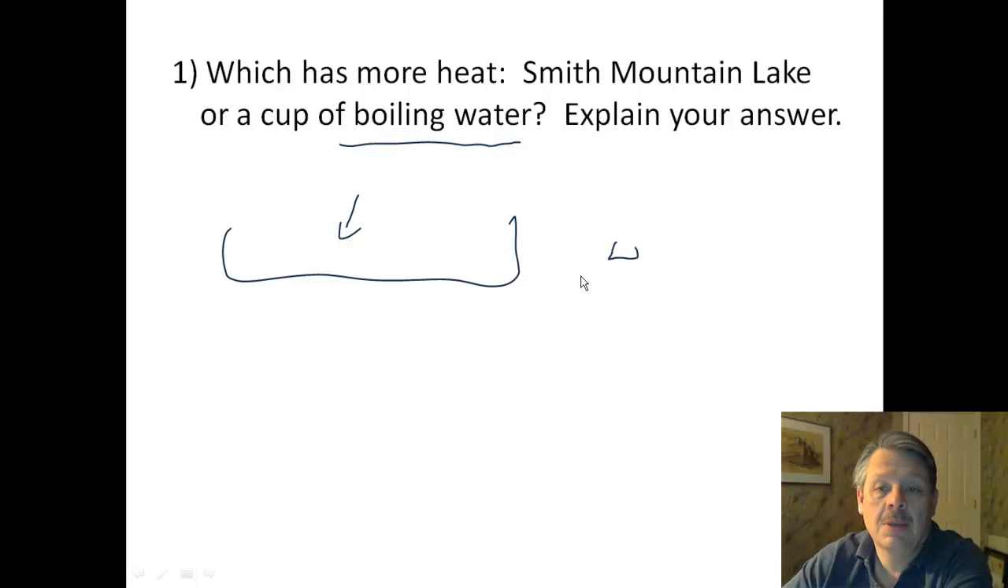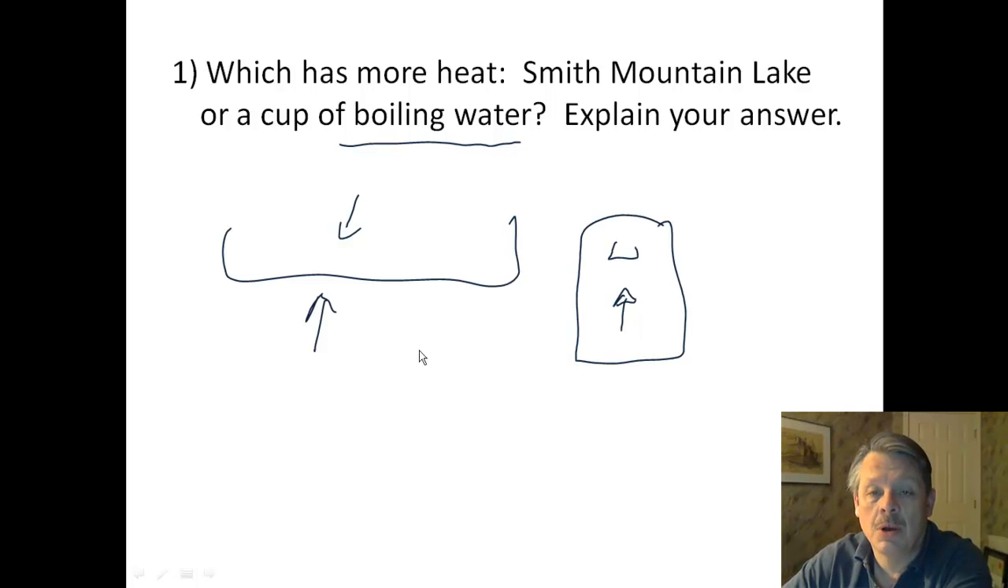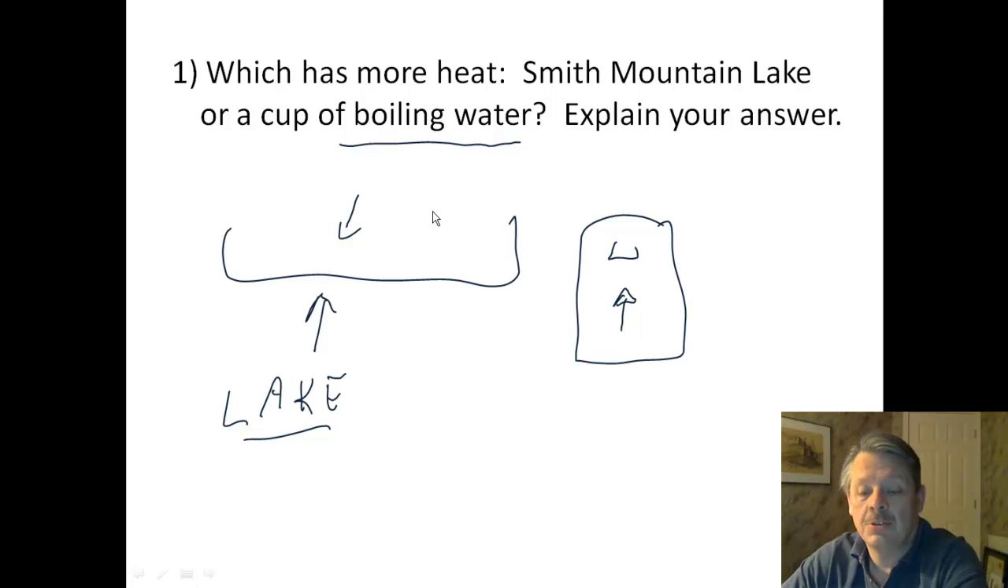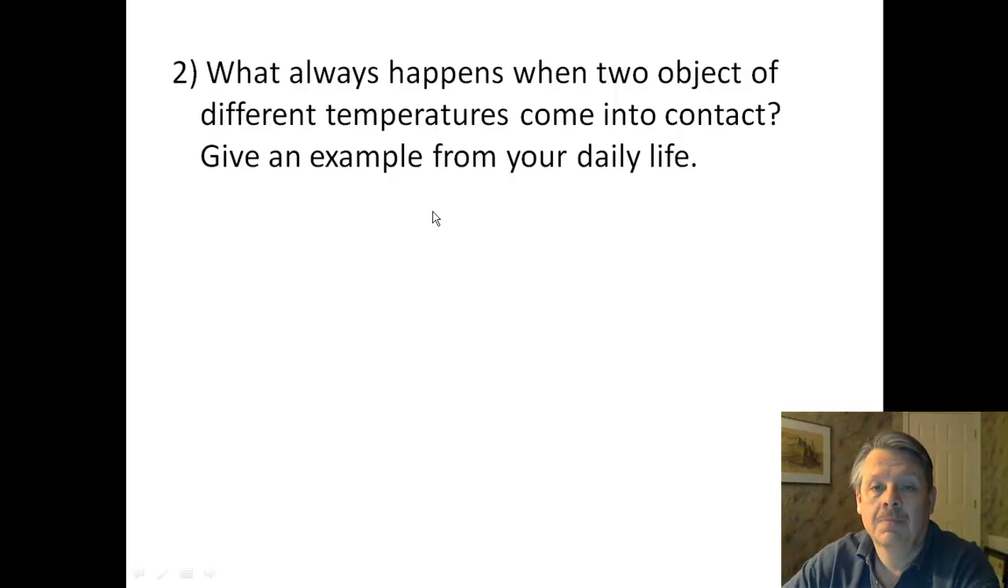For example, let's think about if I want to raise the temperature of the lake 10 degrees and I want to raise the cup of water 10 degrees, it takes a lot less energy to raise the cup of water 10 degrees, but it takes a huge amount of energy to raise the lake 10 degrees. Okay, so the answer here is Smith Mountain Lake has far more heat, even though the temperature of the boiling water is much more. What happens to two objects at different temperatures when they come into contact?